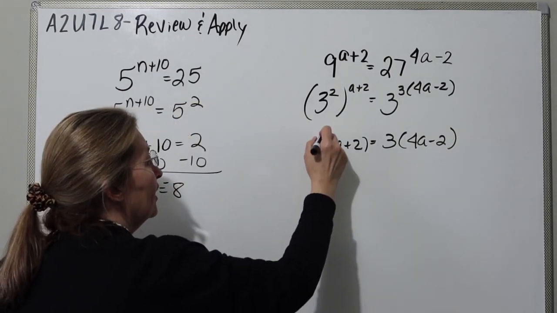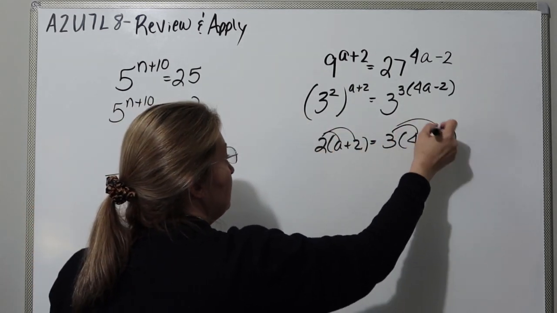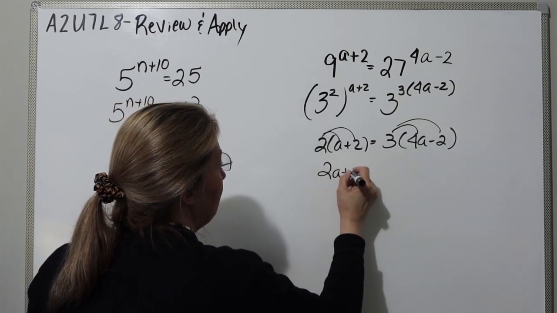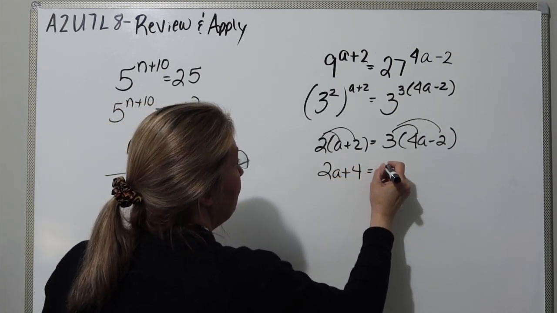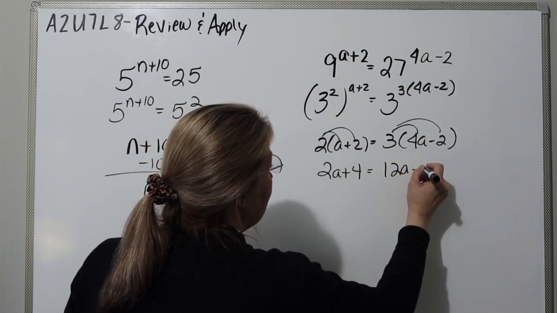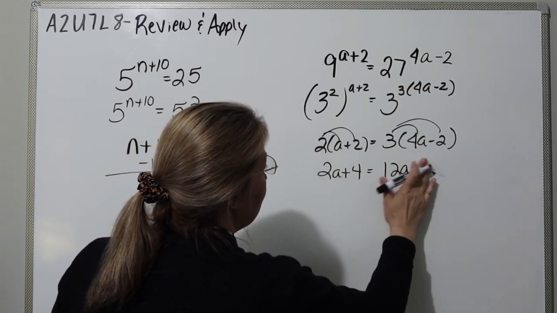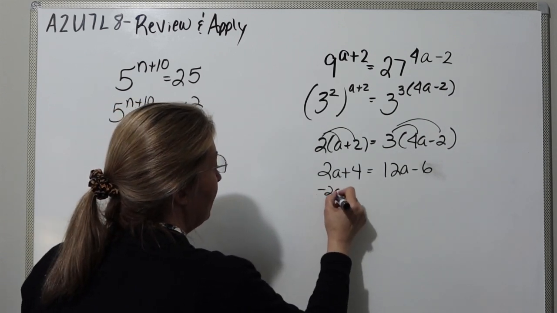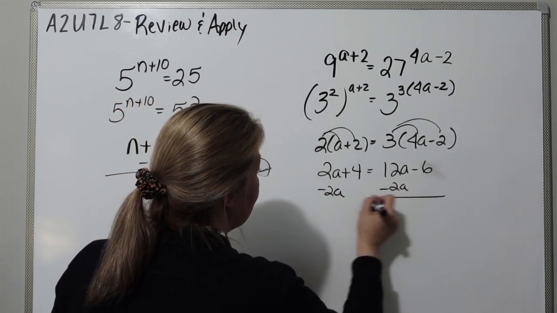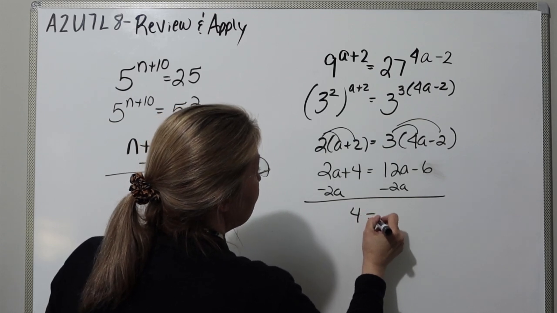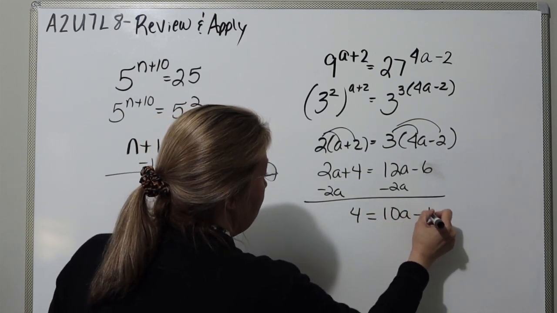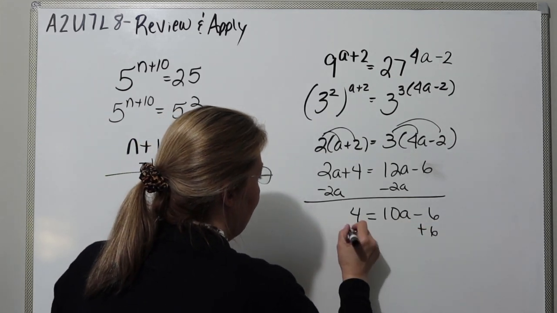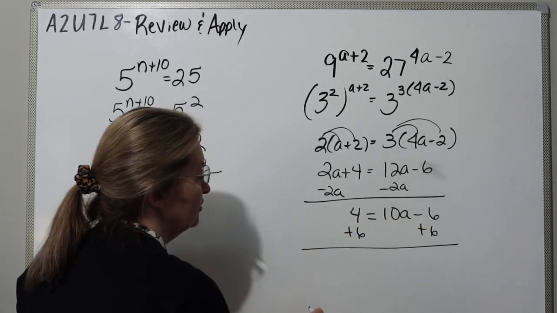And then to solve the equation, you distribute into both sets of parentheses. So you're going to have 2a plus 4 equals 12a minus 2. 3 times 2 is 6. Then we're going to subtract 2a from each side. So you get 4 is equal to 10a minus 6. Then you would add 6 to each side. This is just your linear equation solving.